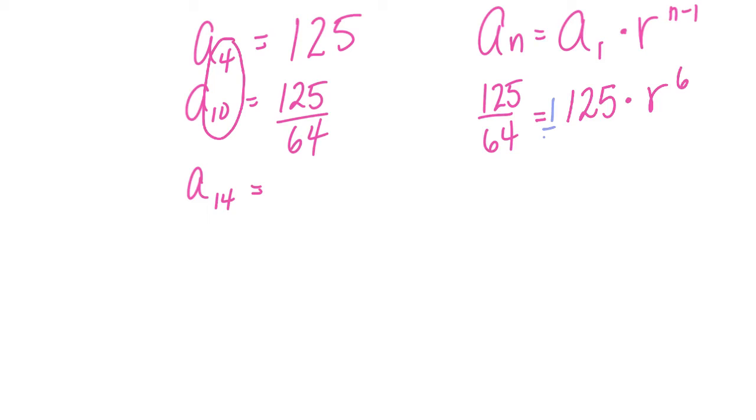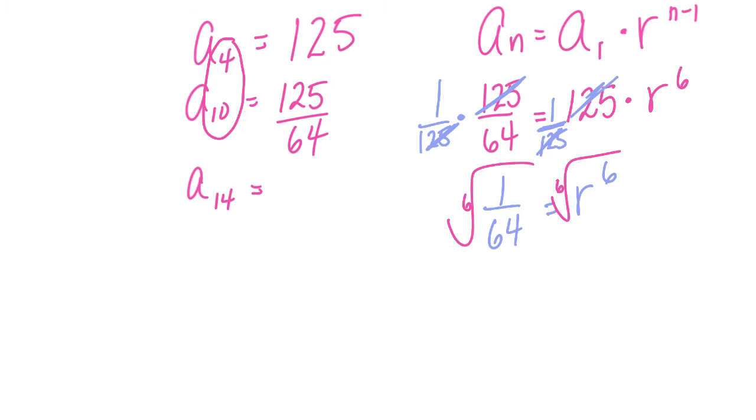To get rid of 125, dividing is the same thing as multiplying by 1 over 125. So I'm going to divide, which is multiplying by 1 over 125, so you guys can see, hey, these cancel out. 1 over 64 is equal to r to the 6th. When I take the 6th root of each side, r is equal to 1/2. Is that my answer? No. I need to go ahead and figure it out.